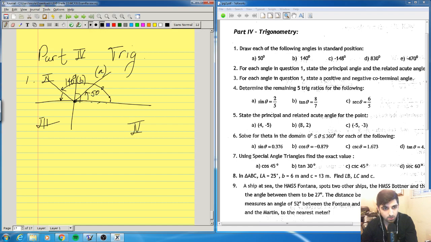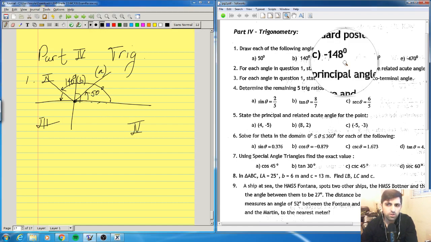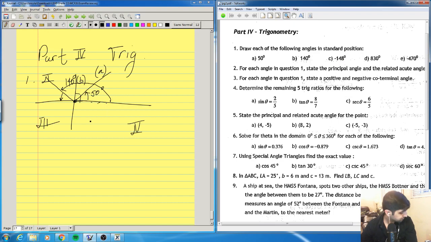Now, what about the next one? Notice these are positive angles. Positive means going counterclockwise from the horizontal. What if you have negative angles? What do we do? Well, we go clockwise from the horizontal. So we go this way.